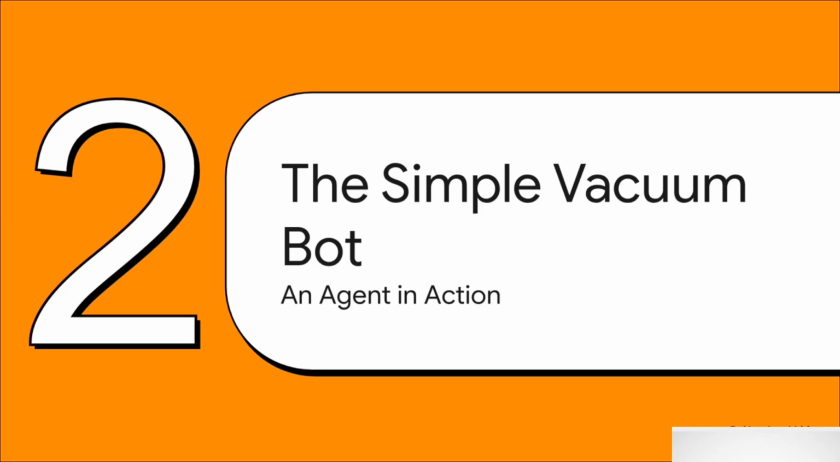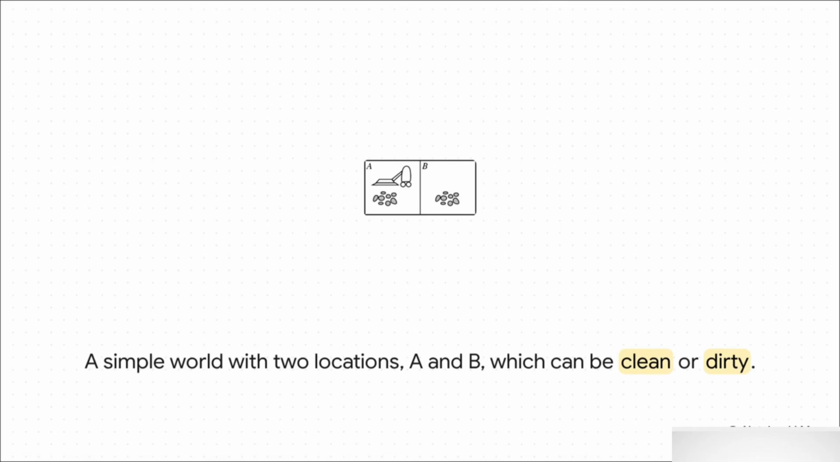All right, theory is great, but let's see this in action with a classic example. We're going to look at one of the simplest agents you can possibly imagine, a little vacuum cleaner bot. So let's imagine a super simple world for our little bot. I mean, ridiculously simple. It's just two squares, A and B, and each square can either be clean or dirty. That's it. The agent's sensors can tell it two things: which square am I in, and is it dirty? And it can only do three things: move left, move right, or suck up the dirt.